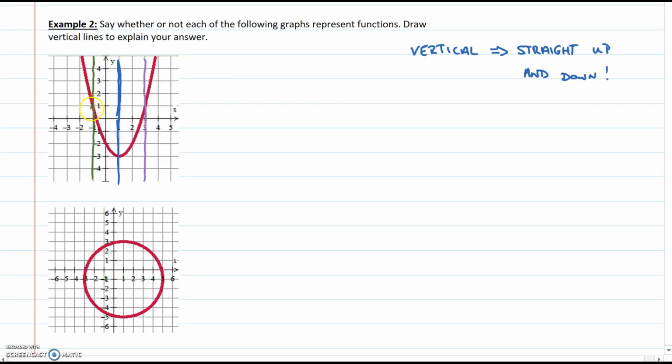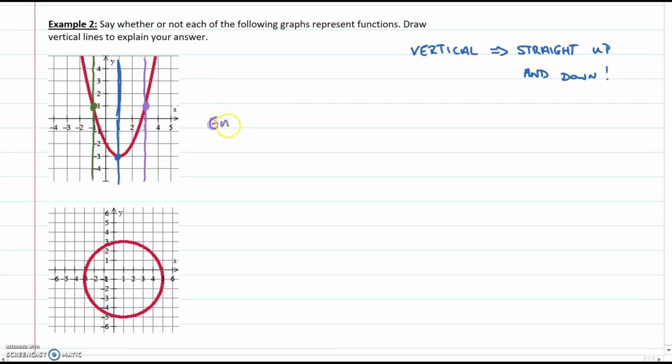So the green line only hit it here. The blue line only hit the graph here, the vertex, although that doesn't matter, the vertex is neither here nor there in this question. And the purple line hit the graph there. Each of the vertical lines only hits the graph once, so that means that parabolic shape, the shape of the parabola, does represent a function.